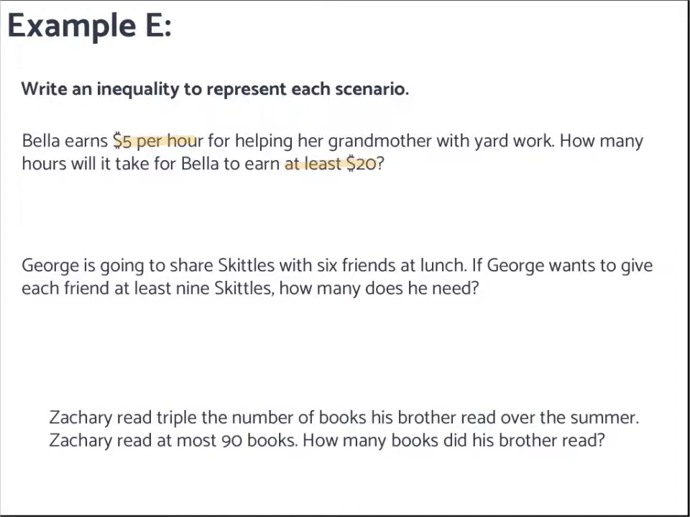So those are important pieces of information. We need to know that whatever amount of money she's going to be making is going to be at least $20. So it has to be equal to $20 or it could be more than $20. It can't be less than $20. So no matter what we end up with, we know that her amount is going to be greater than or equal to the $20 that she can make. So whatever that number is, we know it's going to be greater than or equal to 20.